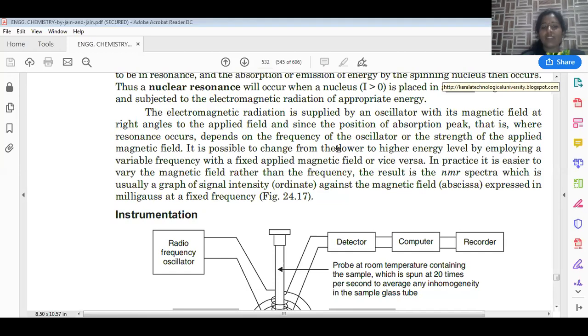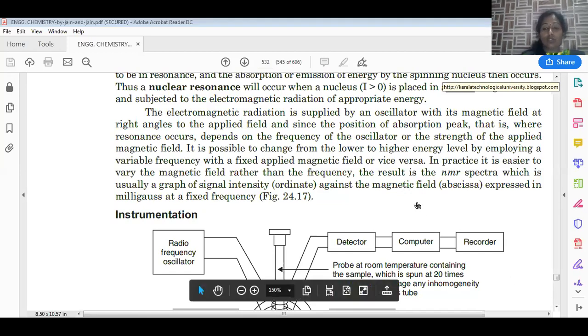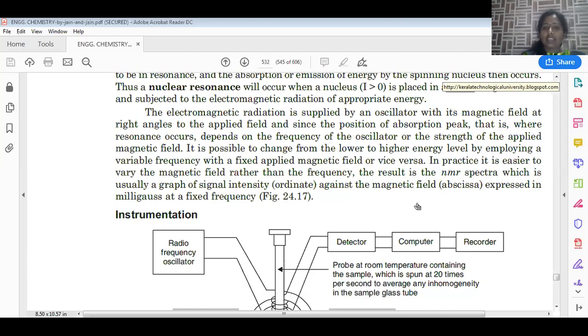So now let us see the instrumentation of NMR. First, the introduction to NMR spectroscopy. NMR stands for nuclear magnetic resonance spectroscopy. When radio frequency is allowed to fall on the nucleus, it generates a secondary magnetic field, also called the induced magnetic field. When this induced magnetic field and the external magnetic field are in resonance, there is a possibility of a spectrum. This is the main cause of NMR signals or NMR spectrum for an unknown compound.